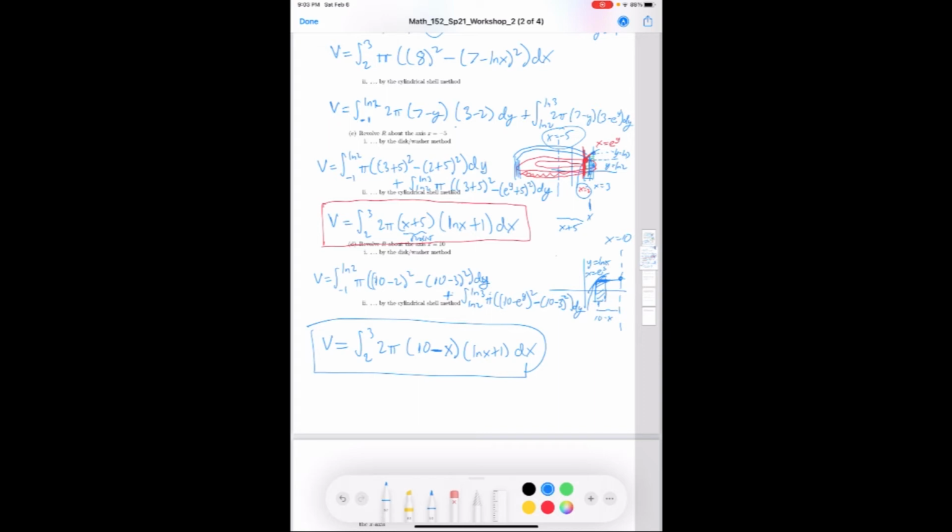Disk, washer, and shell. So let's write horizontal and vertical. We'll write sort of like a little table here. So for disk or washer, if we have a horizontal axis with the disk washer method, then this is going to be dx, and the shell method is going to be dy. If we have a vertical axis with the disk washer method, then that's going to be dy, and a vertical axis with the shell method is dx. That's simply how it works.